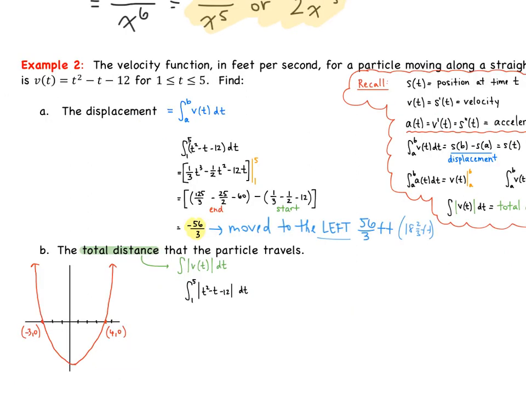The next part asks us for the total distance that the particle travels. So remember, total distance is equal to the integral of the absolute value of our velocity. So we're looking at the integral from 1 to 5 of the absolute value of t squared minus t minus 12 dt. I just graphed this, but remember, because it's the absolute value, we have to redraw our graph.